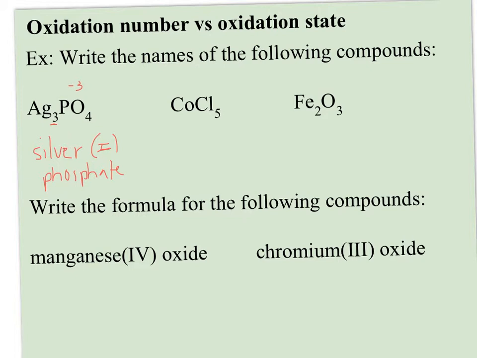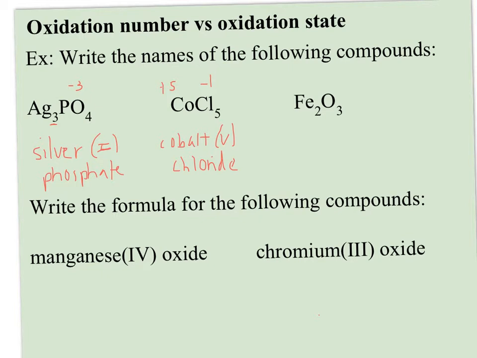that +1 oxidation state. The cobalt chloride here, chlorine has a -1 oxidation state, and if there's 5 of them for just 1 cobalt, I can assume cobalt has a +5 oxidation state. So I'm going to write this cobalt, use the Roman numeral V, chloride.